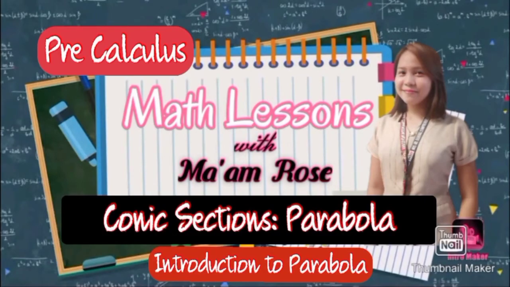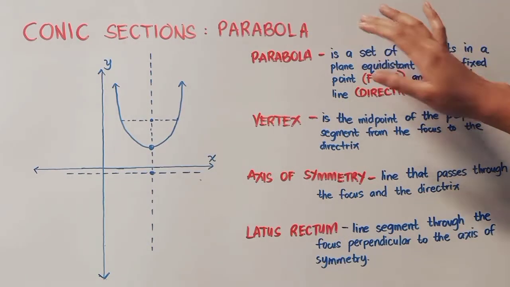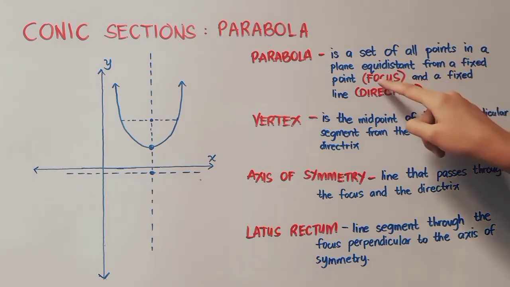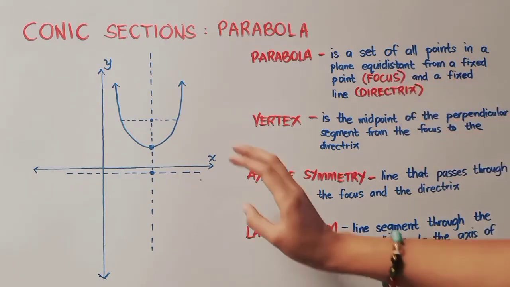This video is all about the second conic section, Parabola. The topic parabola is not new to everyone, so we will just have to recall all of the parts here. Parabola is a set of all points in a plane equidistant from a fixed point called the focus and a fixed line called the directrix.